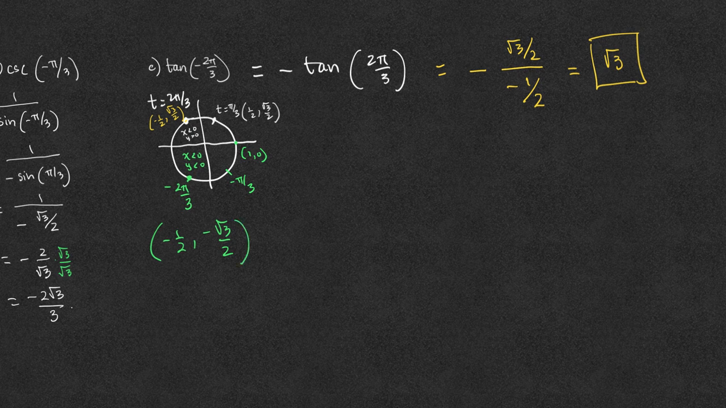If we were to determine tangent of negative 2 pi over 3 directly without having to use odd or even properties of the function, then at the terminal point determined by negative 2 pi over 3, the y coordinate is negative root 3 over 2 and the x coordinate is negative 1/2. So the answer is still root 3.